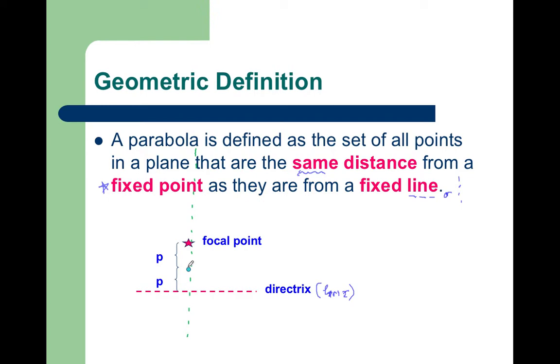That blue point is on the parabola. The focal point is not on the parabola. The directrix is not on the parabola. That's why you never saw them before. This is a special point, though, called the vertex. Right? Now, there are lots of other points that are also the same distance from the focal point as they are from the line. Just none of them is the shortest.